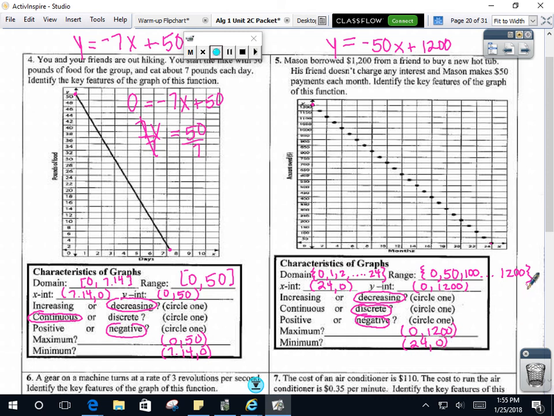Okay, any questions? Okay, that's where we'll stop for today. I want you to finish page 19, those two problems. Try them tonight.